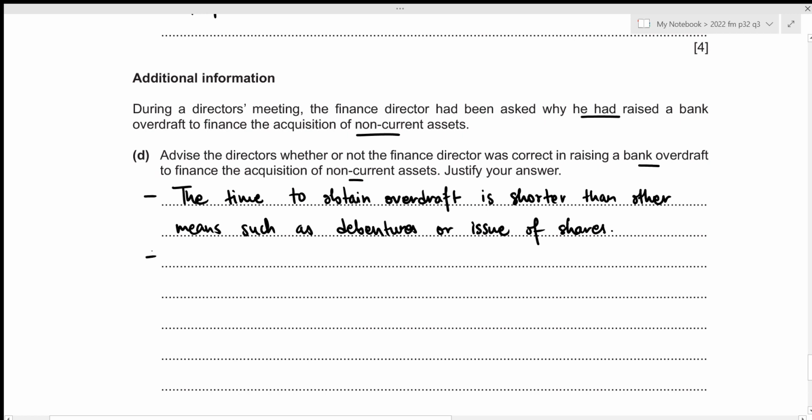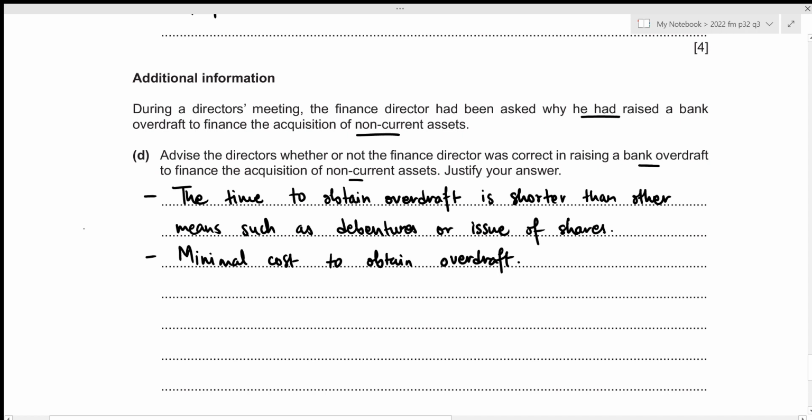And this also means that there is very minimal cost in order to obtain overdraft as compared to obtain debentures or issue of shares. Let's write it down. Minimal cost to obtain overdraft.